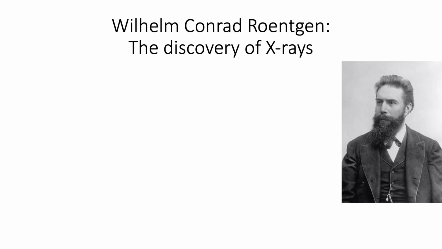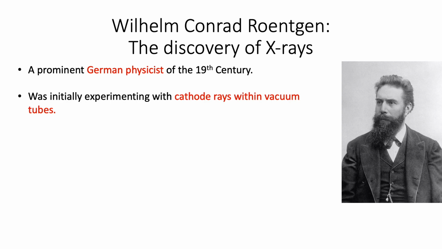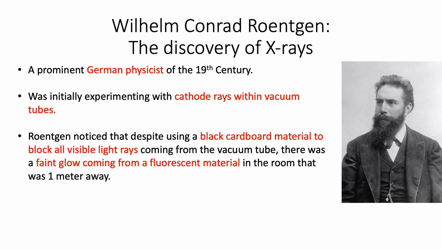So we start our story with the discovery of X-rays by Wilhelm Conrad Roentgen. So that's him on the right side. And he was a prominent German physicist of the 19th century and was initially experimenting with cathode rays within vacuum tubes. Roentgen noticed that despite using a black cardboard material to block all visible light rays coming from the vacuum tube, there was a faint glow coming from a fluorescent material in the room that was 1 meter away.